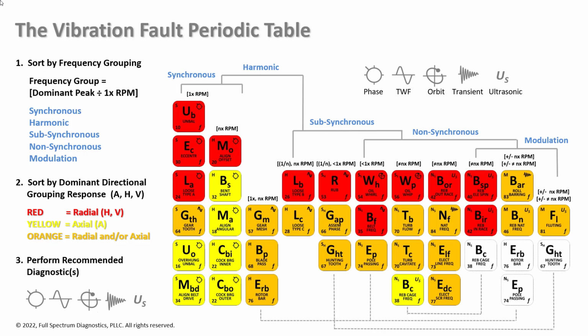Today we're going to look at a problem from the perspective of the vibration fault periodic table. The periodic table is a logical visual mapping system to understanding vibration as systems thinking. We start with a full table. There's 35 common rotating machinery faults.